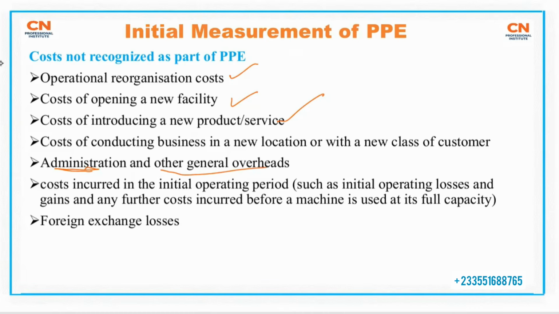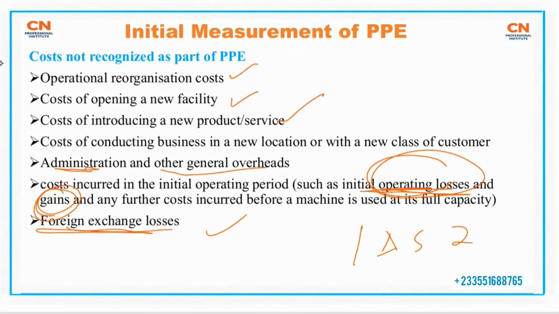Then initial costs incurred in the initial operating period, such as initial operating losses, are also not included. Watch out. Initial operating losses are not, and also gains too. If there's a gain, you don't deduct the gain from the cost of the asset. Record it in P&L. And then foreign exchange losses. Maybe you purchase the assets outside the country and then you have to do translations per IAS 21. Such foreign exchange losses are not capitalized, but we write them to P&L.